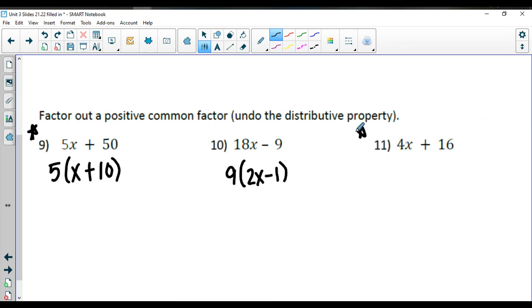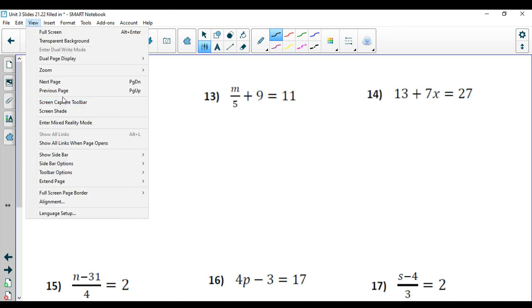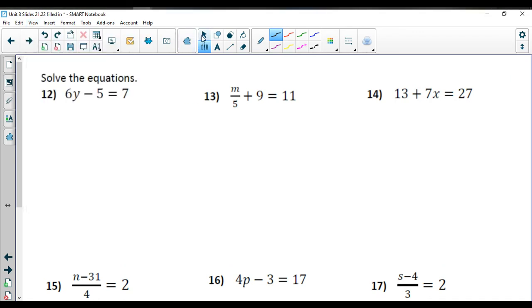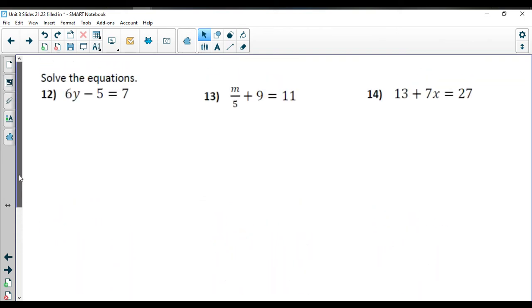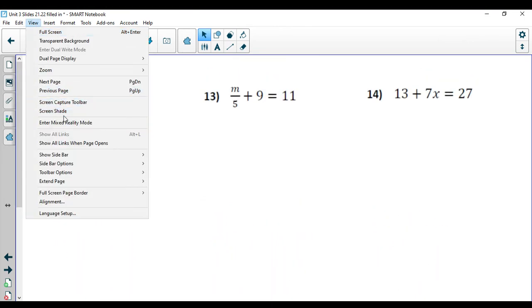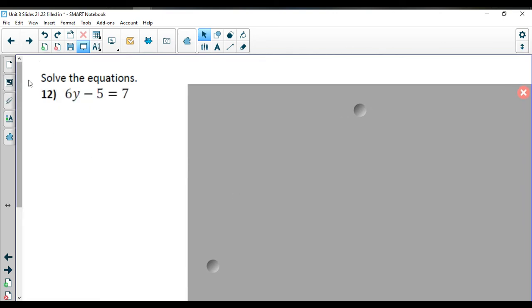For your final example, go ahead, do number 11. Factoring out a 4, we get x plus 4, which is what remains. Next question, we're going to be solving equations here. We're going to get started with question number 12. I'm going to move these down so they're out of the way and put up our screen shade here. We're just solving equations. Go ahead, solve question number 12, and type in your answer y equals and then whatever number you get.